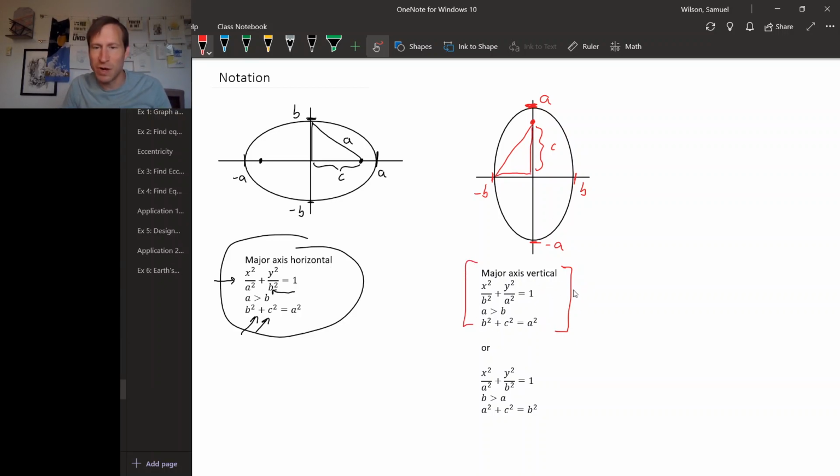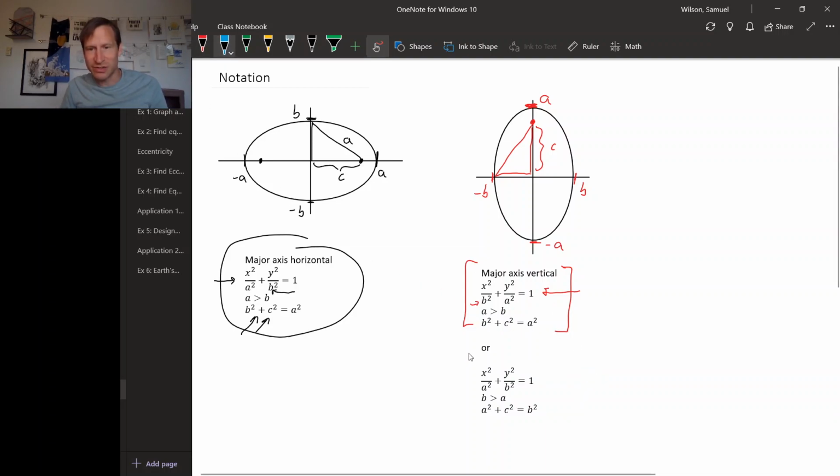So in this case, the equation for the ellipse is x squared over b squared, b and not a, because b is the semi-minor axis, and that's in the x direction this time. So x squared over b squared plus y squared over a squared equals 1. A is still greater than B because A is the semi-major axis and B is the semi-minor axis. The major has to be longer than the minor. And you still have B squared plus C squared equals A squared.